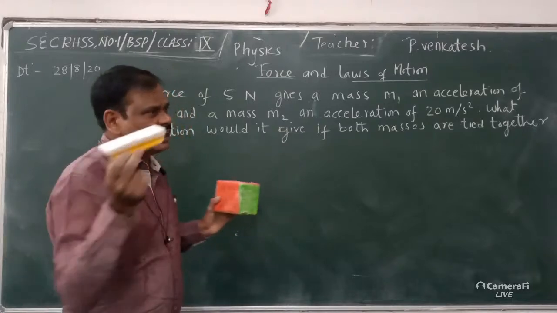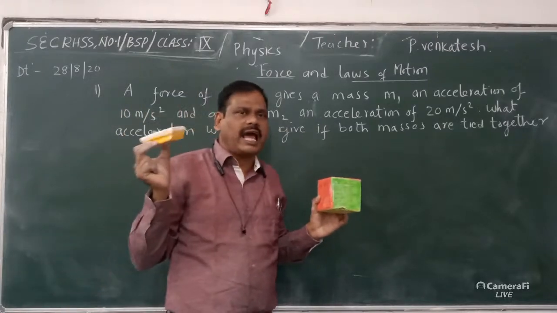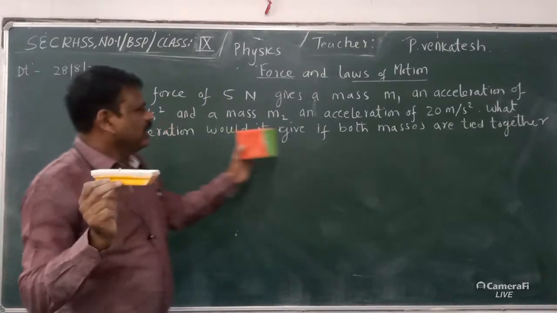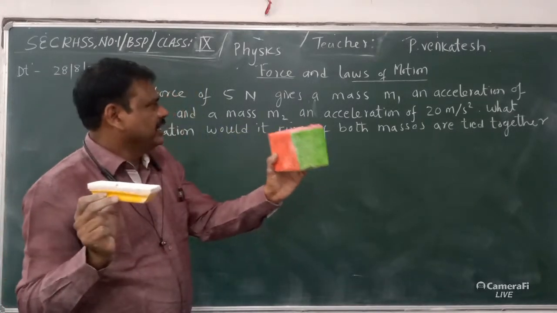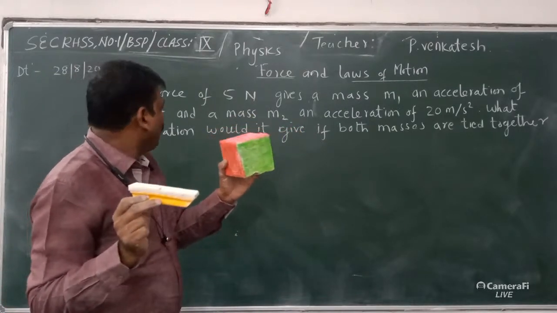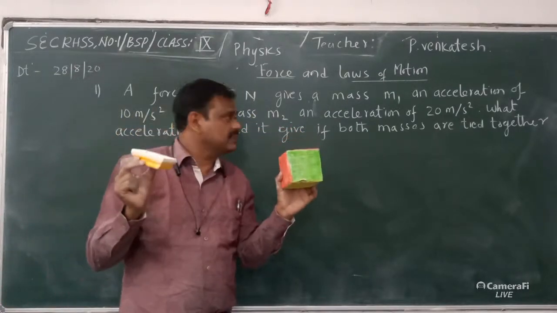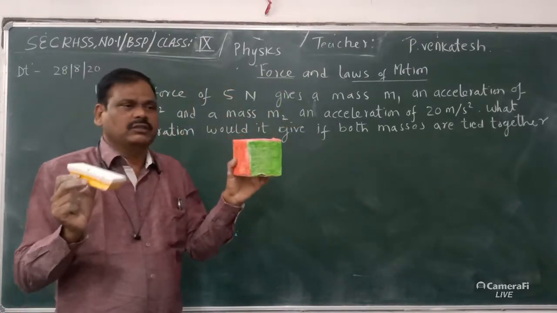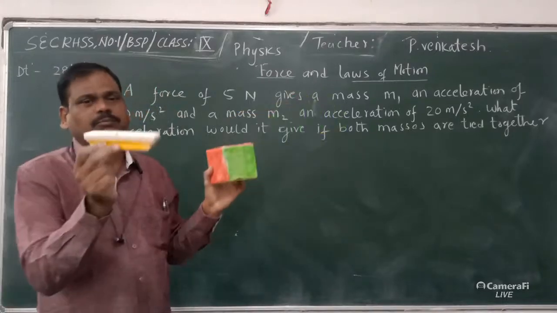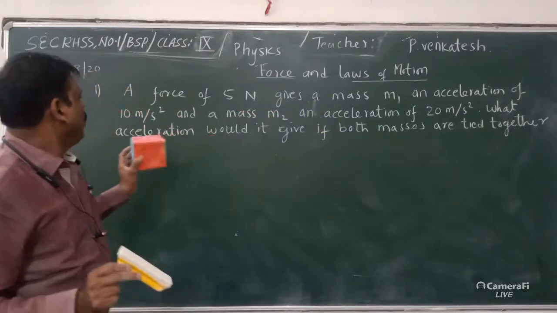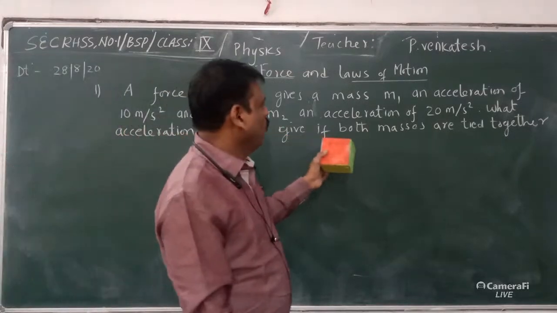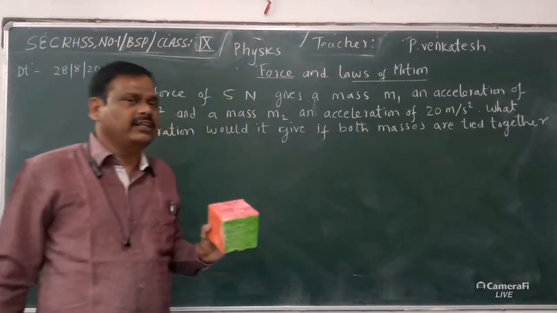What is the acceleration? Rate of change of velocity is called acceleration. Okay, it is giving 10 meter per second square. Similarly, this is a mass m2. It gives an acceleration of 20 meter per second square. We are applying the same force, that is 5 newtons. This is lighter in weight, so this will have more acceleration as compared to this. Okay. Now, what acceleration would it give if both masses are tied together?